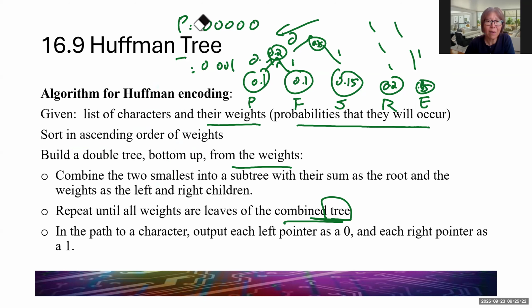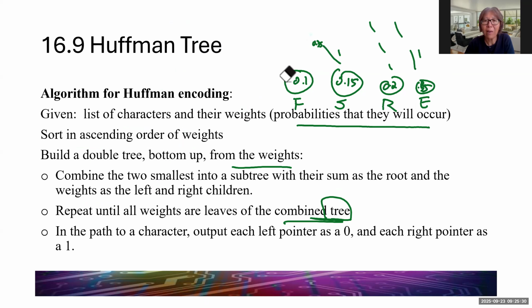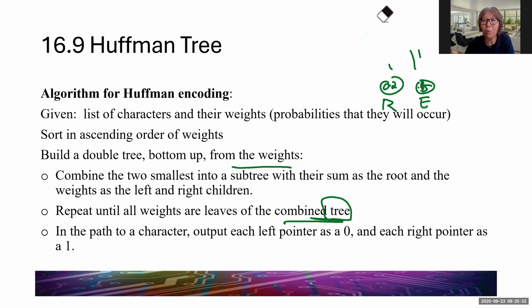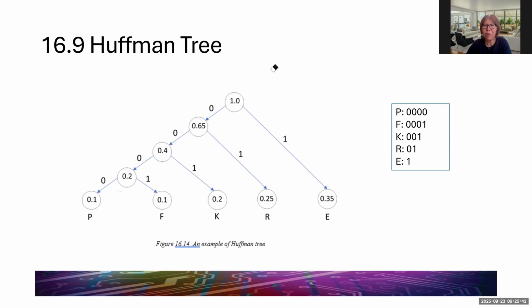Okay, so that's the idea for the Huffman encoding tree. So how do you assign the binary code to each character? We needed to build this tree with the characters' frequency. As I just showed, with P and F, you sum them up, so this is the sum of 0.1 and 0.1.